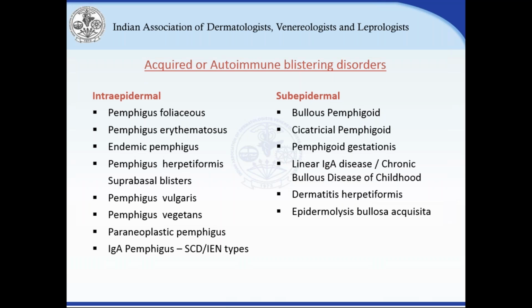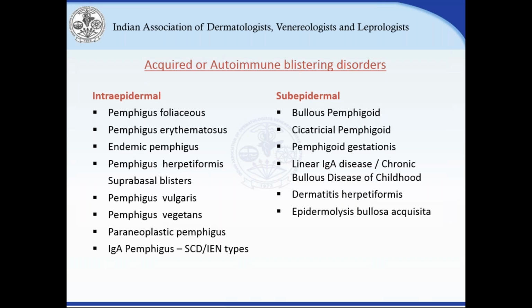Now we come to the acquired or autoimmune blistering disorders. So you have to remember there are mainly two groups. Where the bulla is intraepidermal, and in cases where the bulla is subepidermal. The diseases with the intraepidermal blisters have this term pemphigus, which comes from the Greek word pemphix, which means blisters. And the subepidermal disorders are often clubbed together as the pemphigoid group of disorders, right?